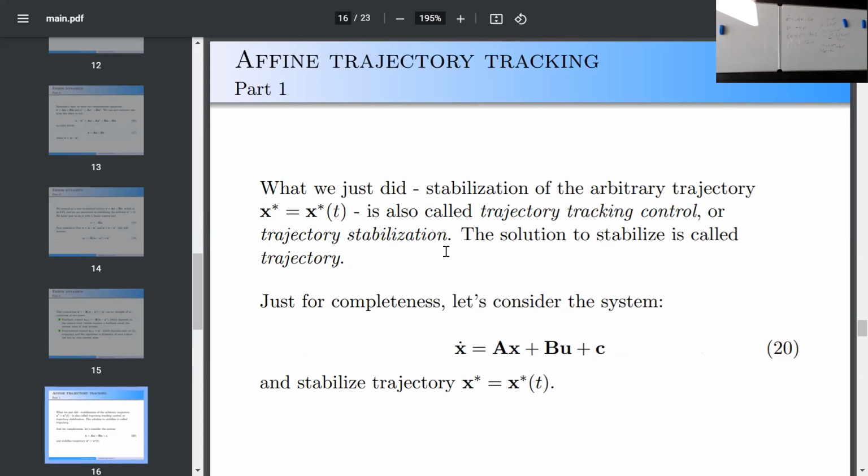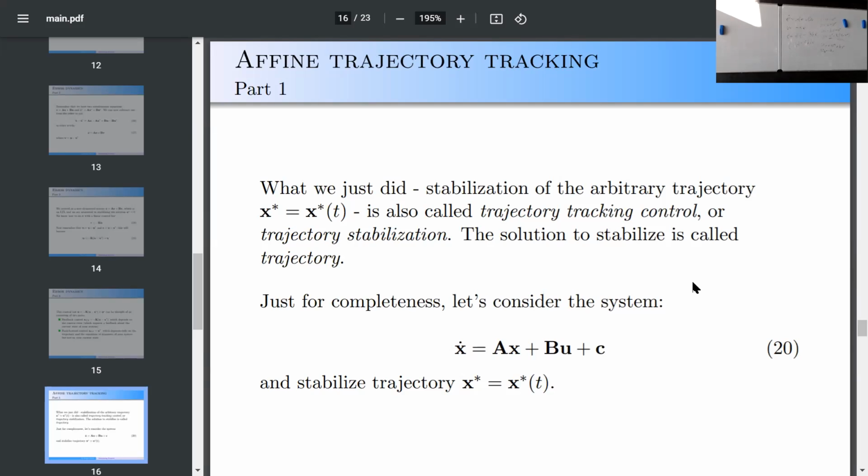Now to the new material. When you get your x star equals x star of t, your solution, it's called trajectory tracking. So we want our system to track a trajectory. We assume that this trajectory is feasible, and by feasible I mean it is a solution. Do you understand where the words come from, right? So trajectory is just what your system should follow, your evolution in time.